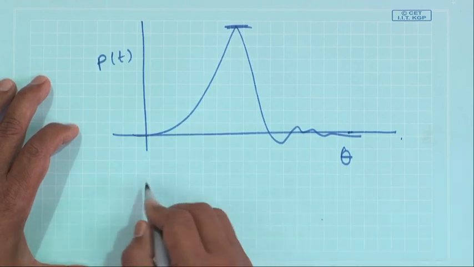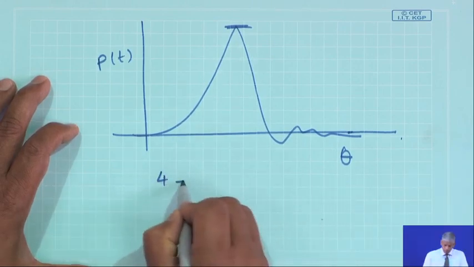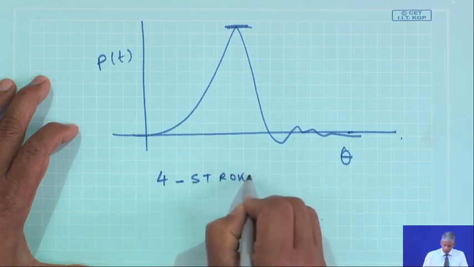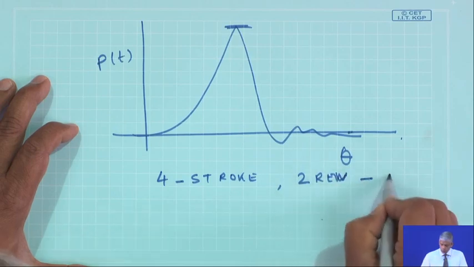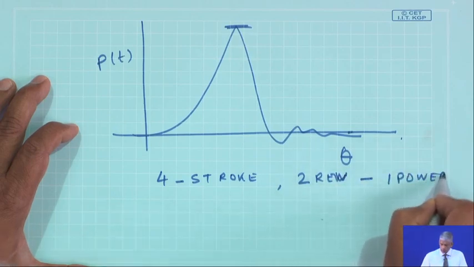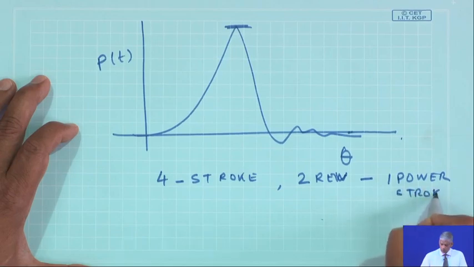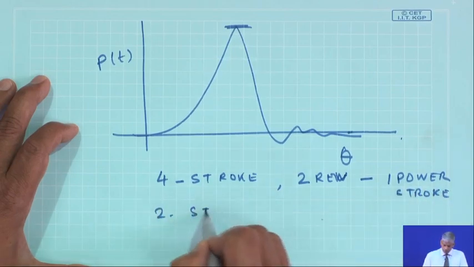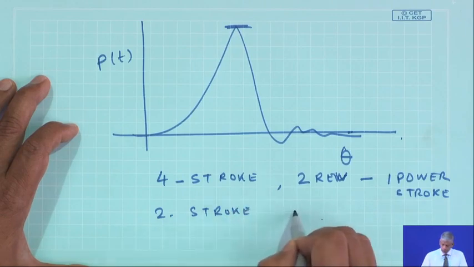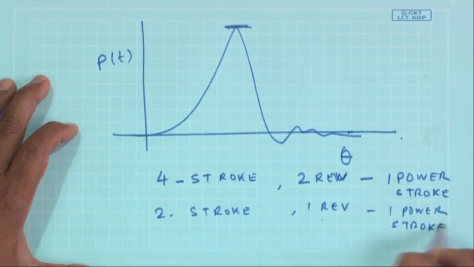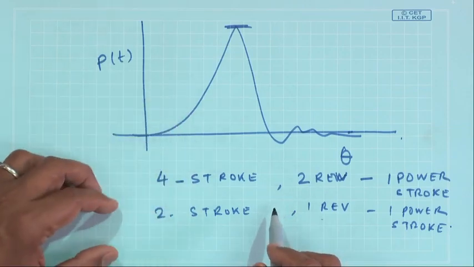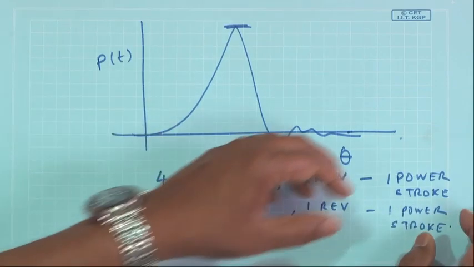And then of course, in a 4-stroke engine, we have for every 2 revolutions 1 power stroke, and for a 2-stroke engine we have for every revolution 1 power stroke. So, because of this combustion, it is a force, gas force, which is coming onto the piston.